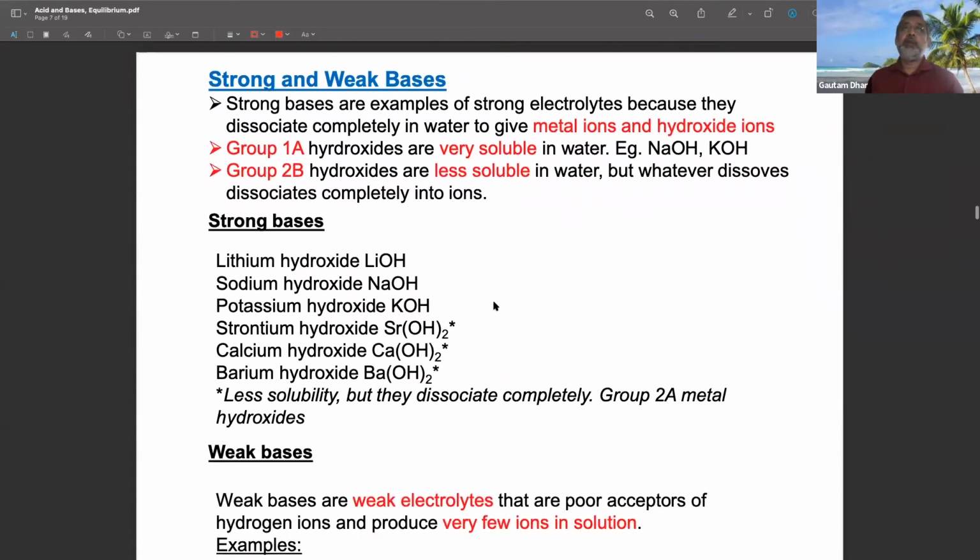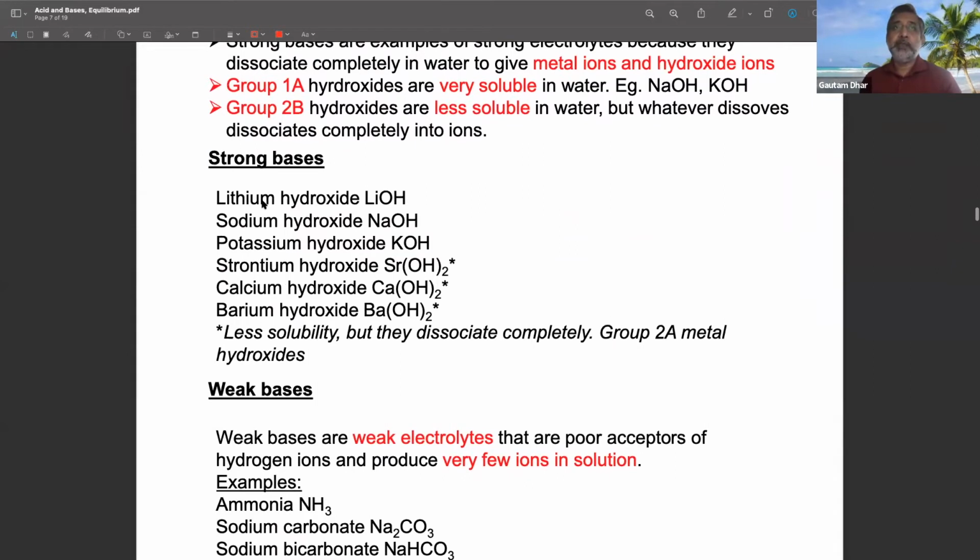Similarly, the strong and weak bases. These are all strong bases: lithium hydroxide, sodium hydroxide, potassium hydroxide, and you can see these are basically group 1 hydroxides. Now, group 2 hydroxides, strontium, calcium, barium, are pretty insoluble in water. But whatever dissolves, ionizes completely. So, in a way, because they ionize completely, we say they're strong, but you really cannot get too concentrated a solution of them because of the solubility issues.